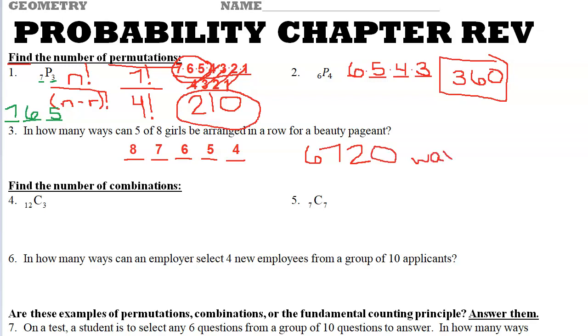Well, if that's not right, then I guess I'm going to have to redo the video later. All right, there you go, 6,720 ways.